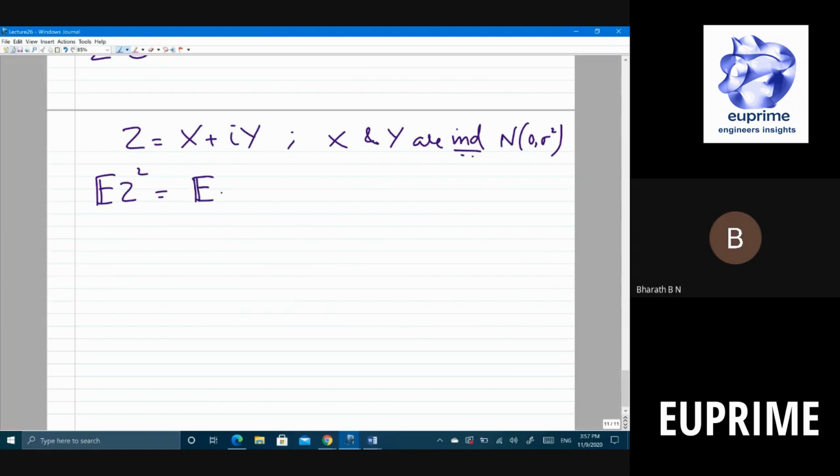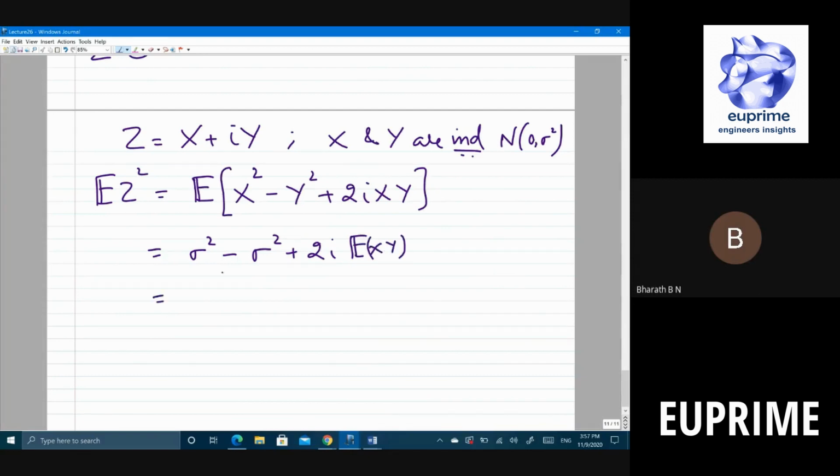It's the expected value of (X plus iY) whole squared. That is X squared minus Y squared plus 2i times XY. So the expected value of X squared is sigma squared, minus sigma squared, plus 2i times the expected value of XY. X and Y are independent, so this splits into 2i times the expected value of X times the expected value of Y, but both are 0. So you get 0. Essentially, the expected value of Z squared is 0 if X and Y are independent, zero mean.